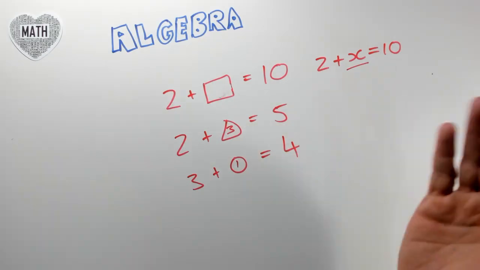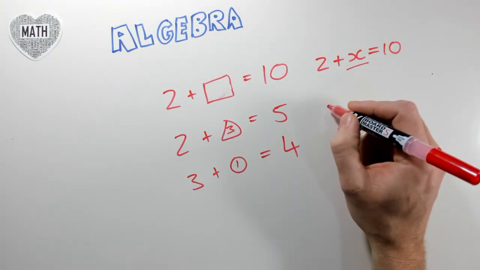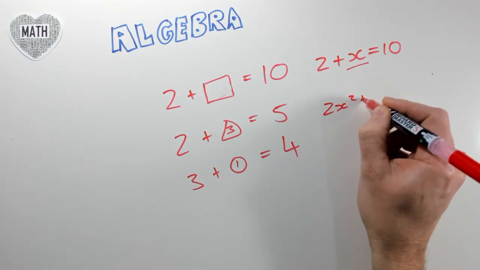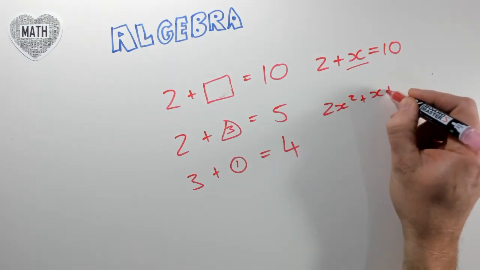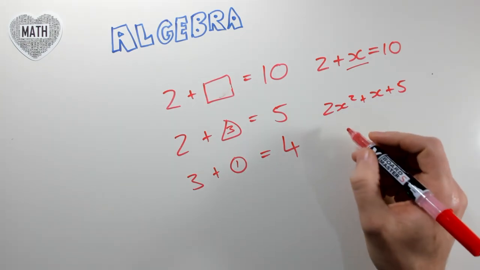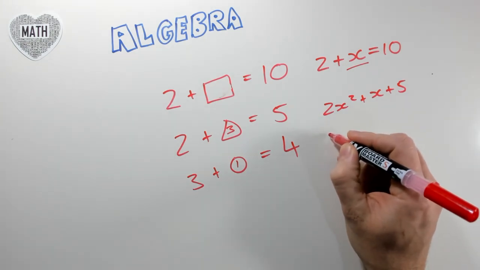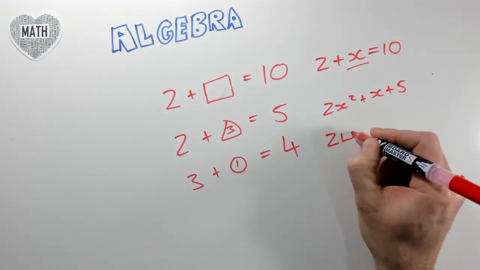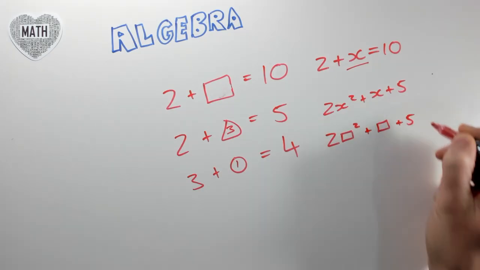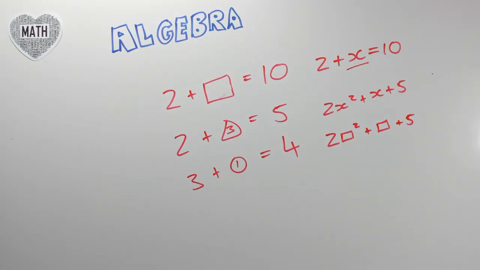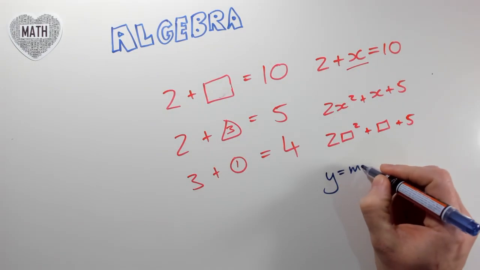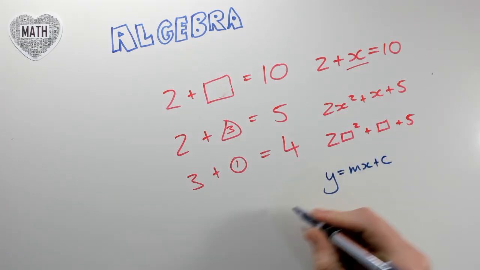obviously by now in IG, you should have seen something like a quadratic equation. So something like 2x squared plus x plus 5. Now imagine we didn't use variables. Imagine we used 2 squared plus square plus 5. Or if I worked with straight lines and it was y equals mx plus c. Now these are all variables.